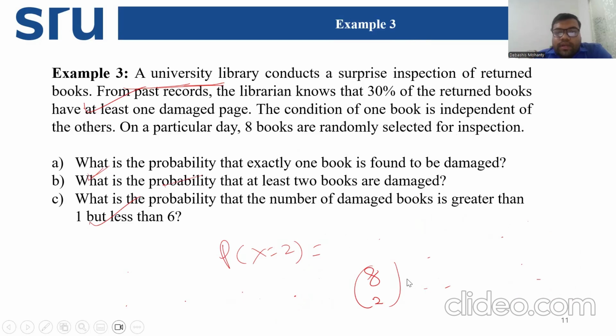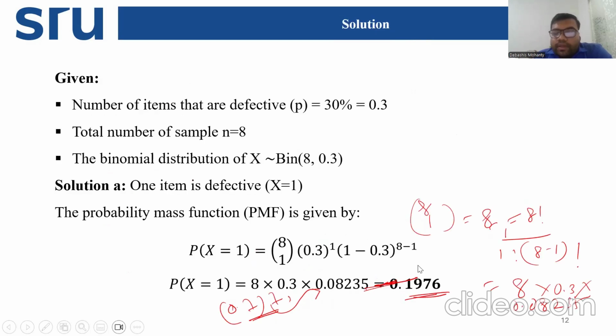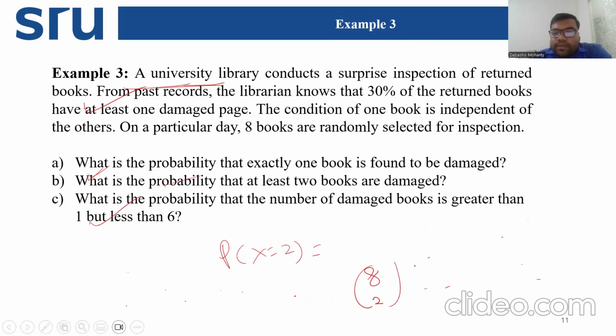Here p is 0.3, p raised to the power k, and k is 2. Then 1 minus 0.3, that is 1 minus p, raised to the power n minus k, where n is 8 minus 2. So it is 8 choose 2, 0.3 to the power 2, 1 minus 0.3 to the power 8 minus 2. That is the probability of x equals 2. Now we can understand how to find the probability of x equals 2.